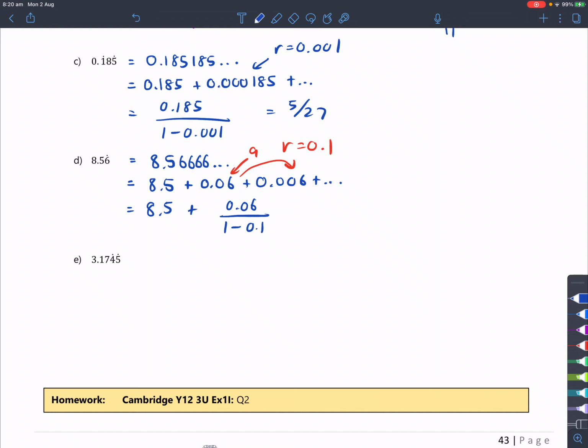So 8.5 plus 0.06 over 0.9. Let me just double check that. Yes, I do get that decimal in my calculator. And when I write this as a decimal, I do get 8 and 17 out of 30 as a mixed numeral. Okay? And we're going to do the same thing with question E.